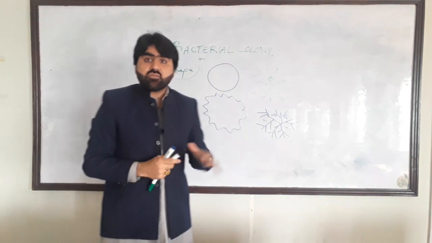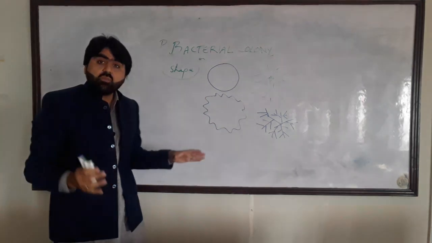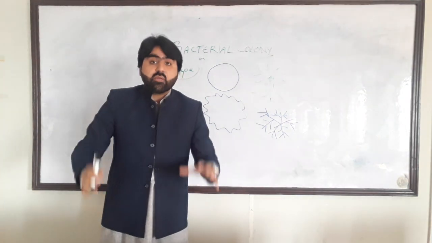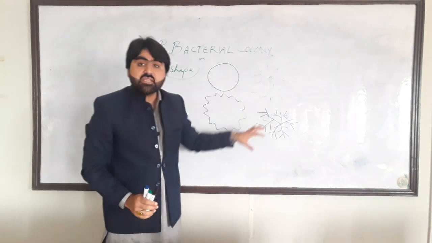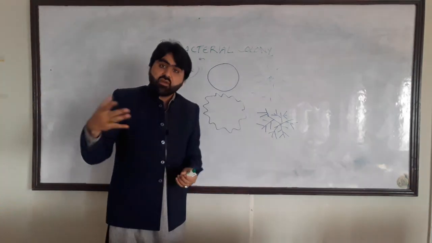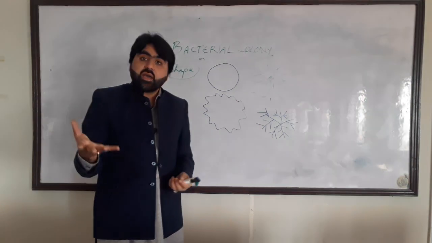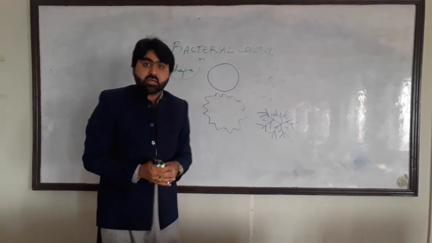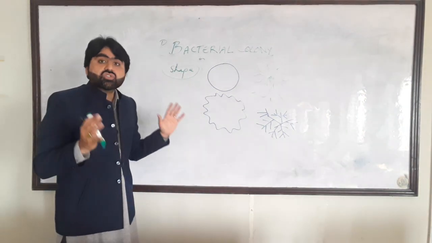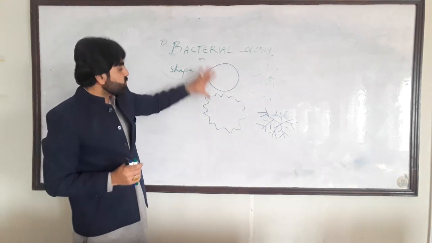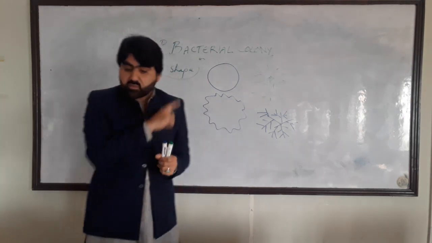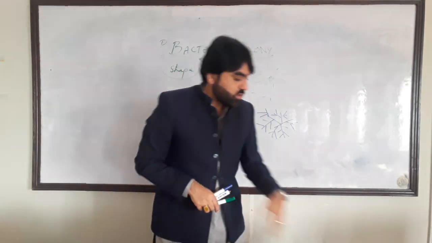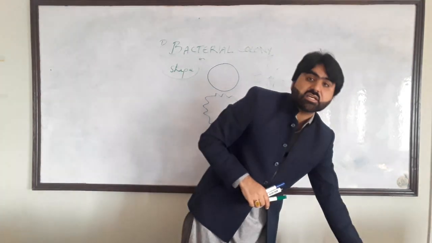So, these are the four most common shapes of bacterial colony. The shape of bacterial colony is not limited to only these four shapes. There are different bacteria which could acquire other shapes, but these are the four most common shapes: circular, irregular, filamentous or rhizoid.